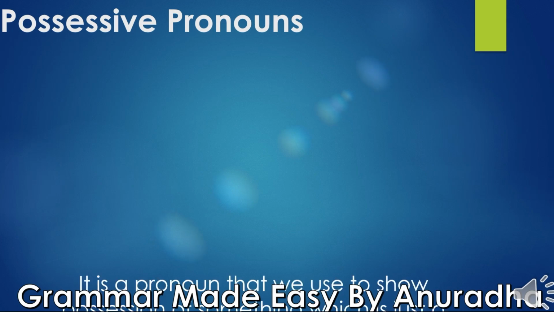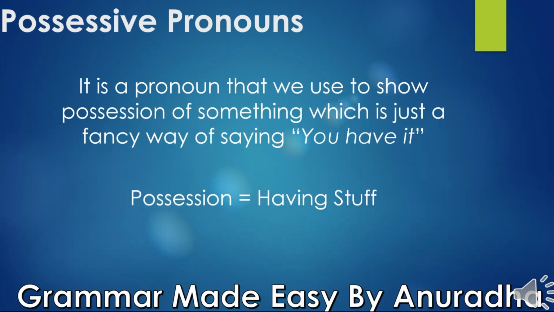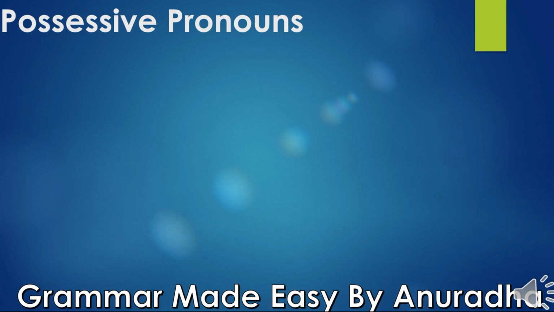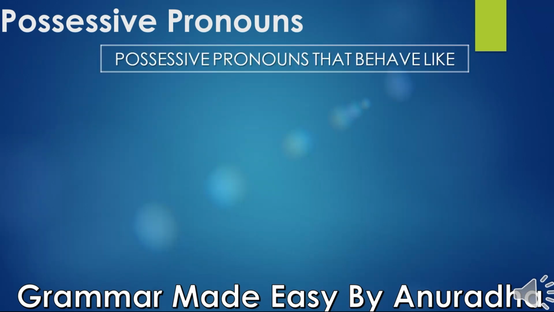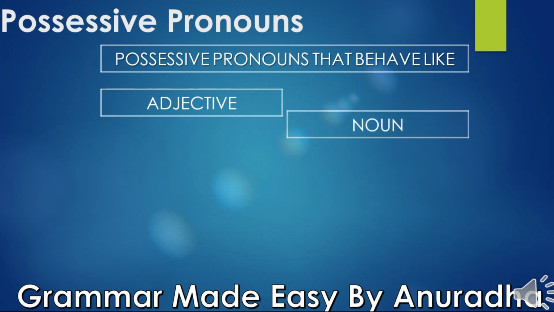Today we are going to discuss possessive pronouns. It's a pronoun that we use to show possession of something, which is just sort of a fancy way of saying you have it. So possession equals having stuff. Now we can divide possessive pronouns in half, because on one side of the divide we have a list of pronouns that behave like adjectives, and on the other side we have a group of pronouns that behave like nouns.